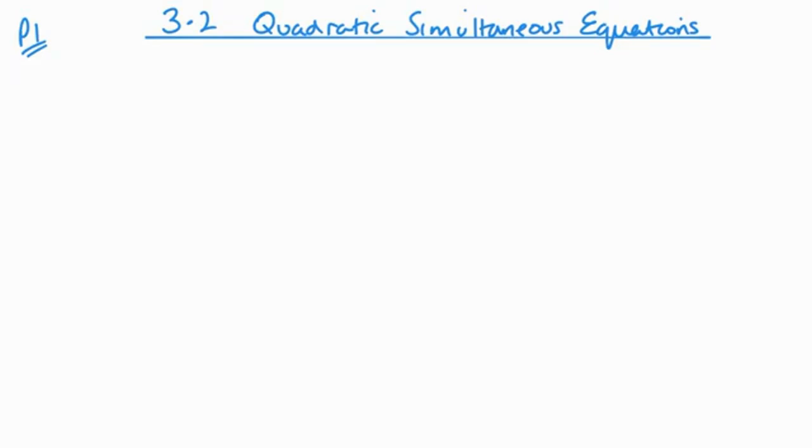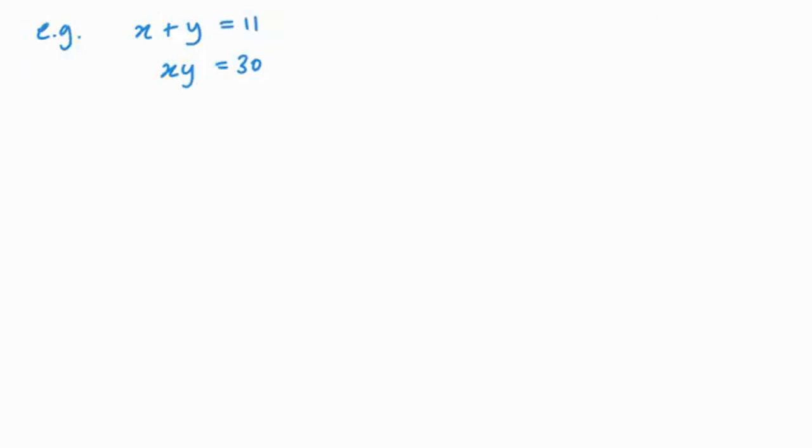Welcome back to P1. Today we are looking at quadratic simultaneous equations. Okay, now this is usually one quadratic equation and one linear equation. And to solve these we have only one option. We need to use the substitution method. So let's look at our first example.